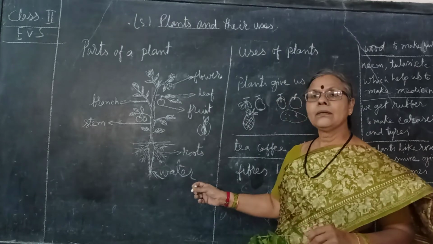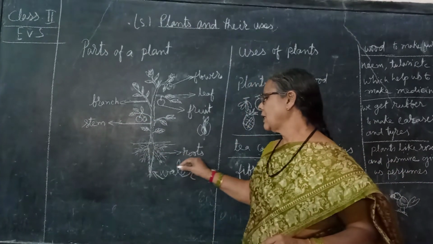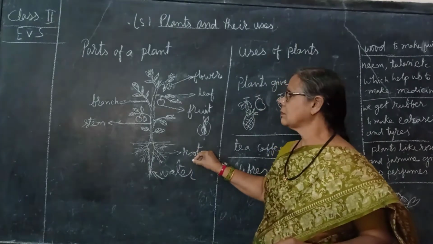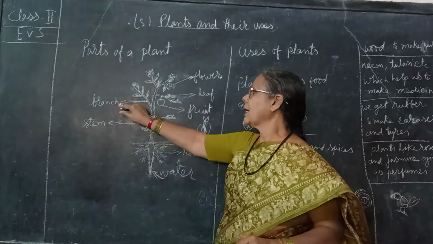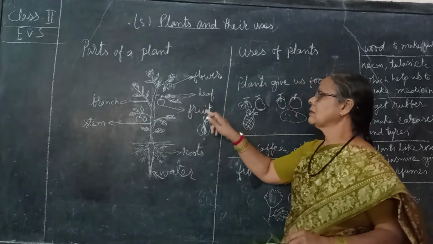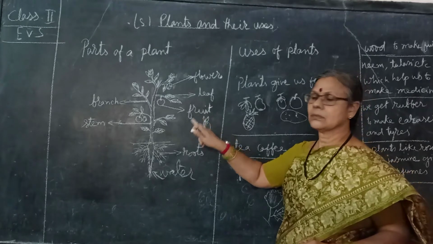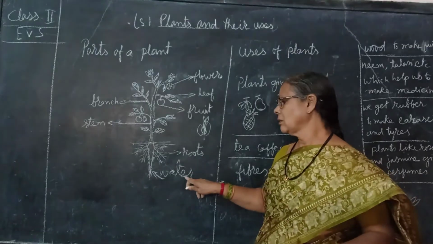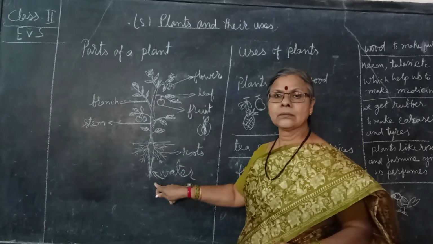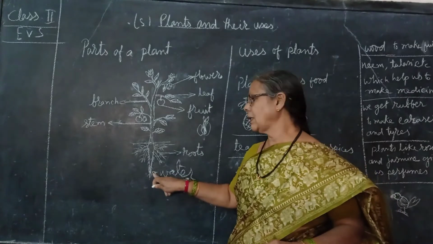Once again, we'll study about this. First, roots. Second is stem, branch, flowers, leaf, fruit. Roots. What is the function of the root? Roots absorb water and hold the soil firmly.